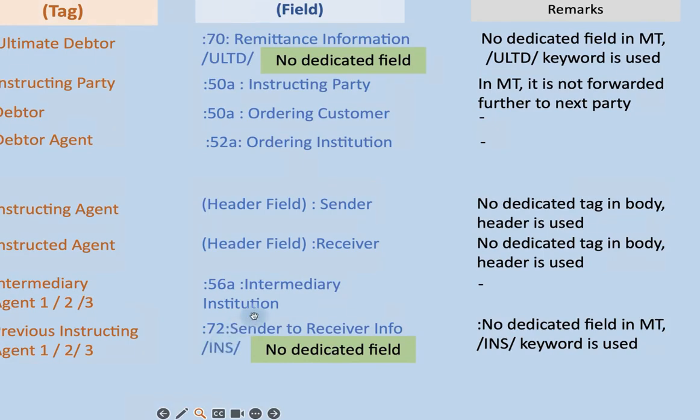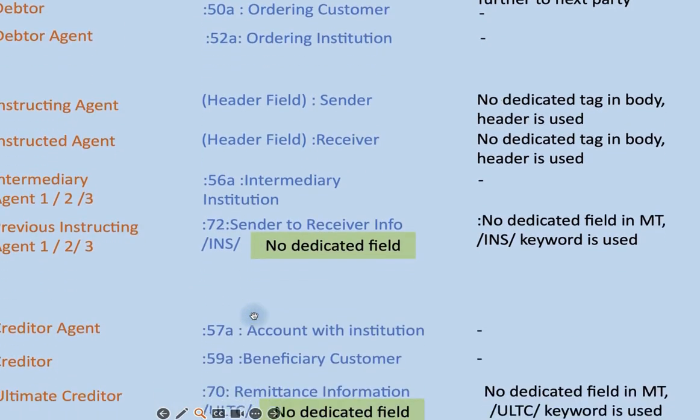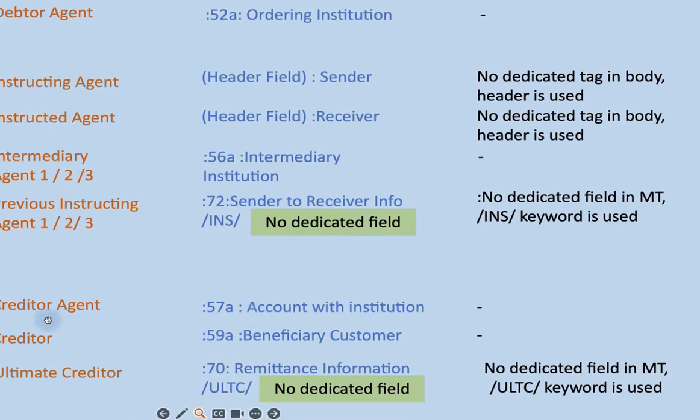Now let's see the third part where we have the creditor, creditor agent, and ultimate creditor. So these are the parties and the agent at the creditor side. We have dedicated tags in MX for these, and in MT as well. The only exception is the ultimate creditor, where we use the remittance information in MT world with the keyword ULTC.